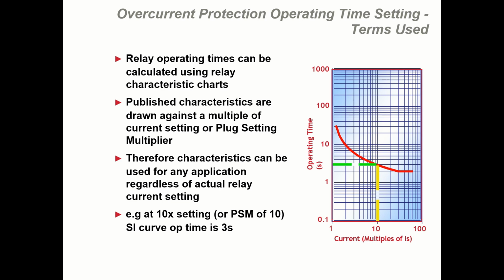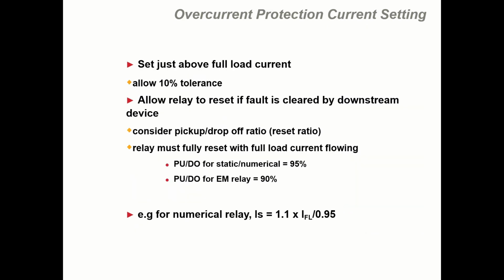So the same thing we can calculate using a mathematical formula. Now, for the current setting, I have already explained that the operating current should be set just above the full load current with a 10% tolerance. That means the operating current should be set at 1.1 times the full load current.